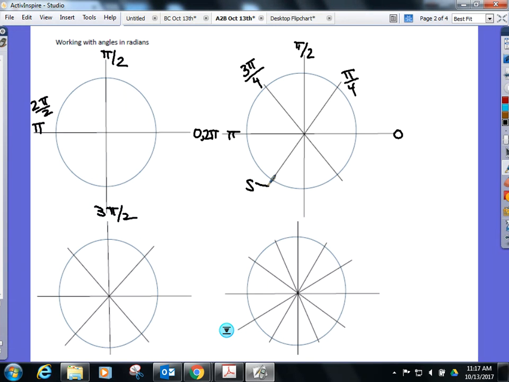5 pi over 4. What's next? 6 pi over 4, which reduces, 6 over 4, anybody? Oh, 3 over 2. That's where all this is coming from. All right. So I got 5, I got 6. Next up, 7. And then where are we back to? 8 pi over 4, which reduces down to 2 pi.